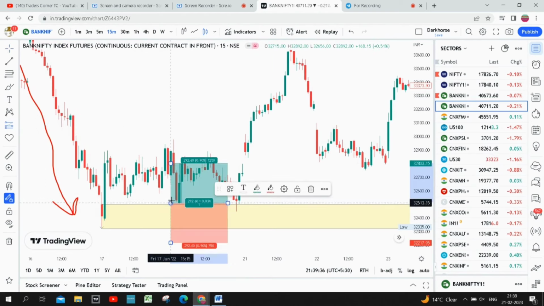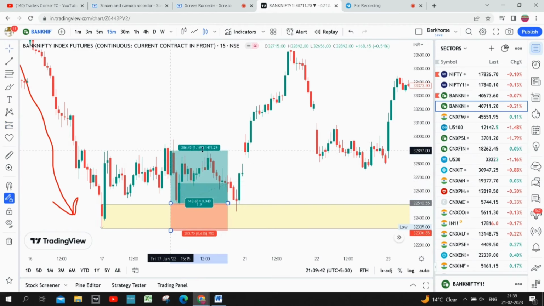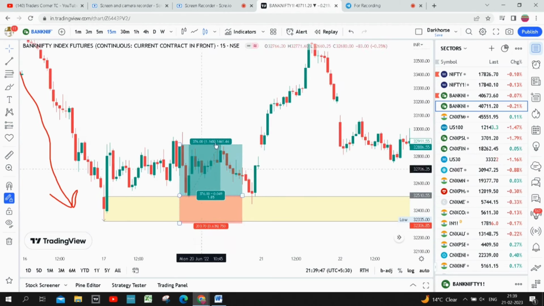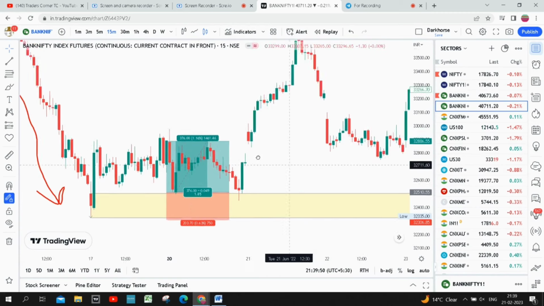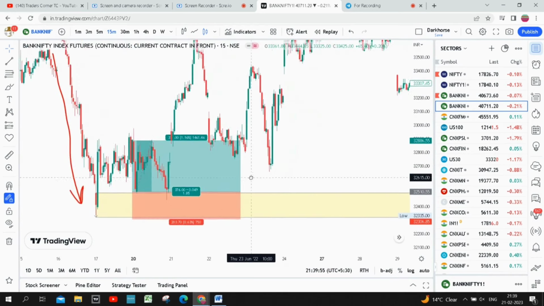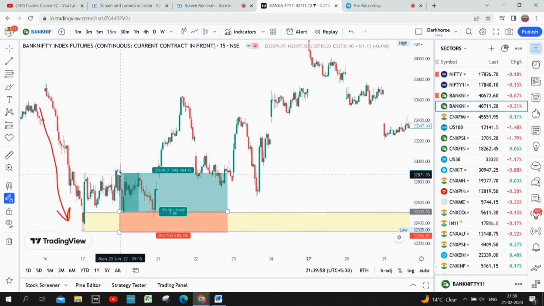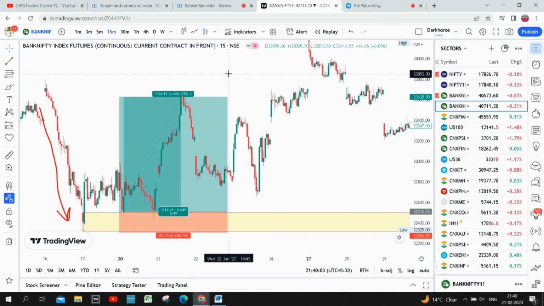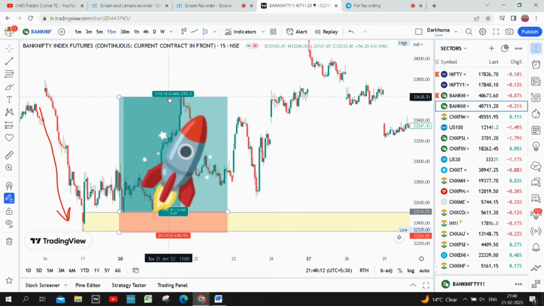It gave a minimum reward of 1:1.85. For a risk of 200 points, it gave a reward of 376 points. But it did not stop there. It came for a re-entry and it gave huge points. For a risk of 200 points, it gave a reward of 1000 points. Got it? It's on the same day.